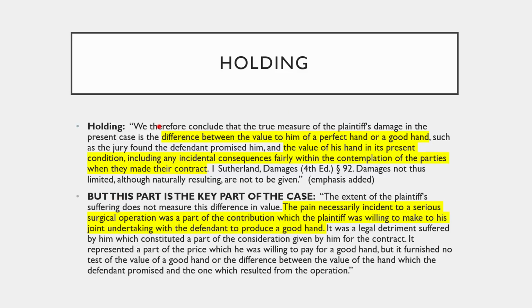This is outside of the holding, which you can kind of tell as we therefore conclude. The pain and suffering should not be part of the expectation damages calculation, basically because it would have happened even if Hawkins had ended up with a perfect hand. The extent of the plaintiff's suffering does not measure this difference in value. The pain necessarily incident to a serious surgical operation was part of the contribution which the plaintiff was willing to make to his joint undertaking with the defendant to produce a good hand.